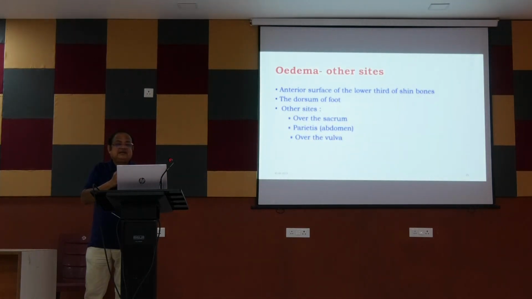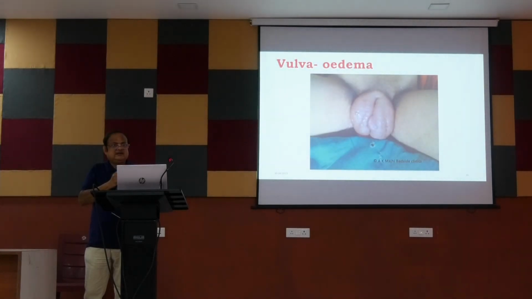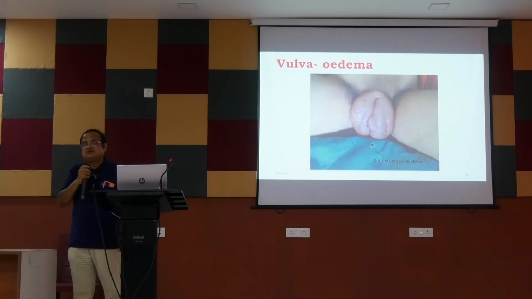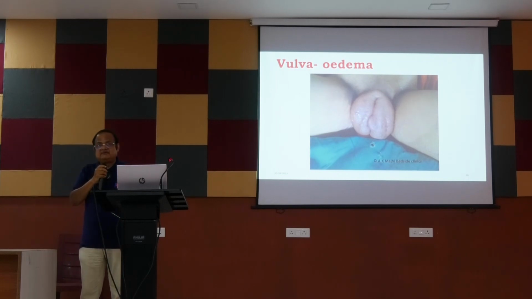Other sites are the anterior surface of the lower third of the shin bone, dorsum of the foot, over the sacrum, and over the vulva. This is vulval edema. You can see it may be associated with preeclampsia, that is, hypertensive disorders such as preeclampsia and eclampsia.